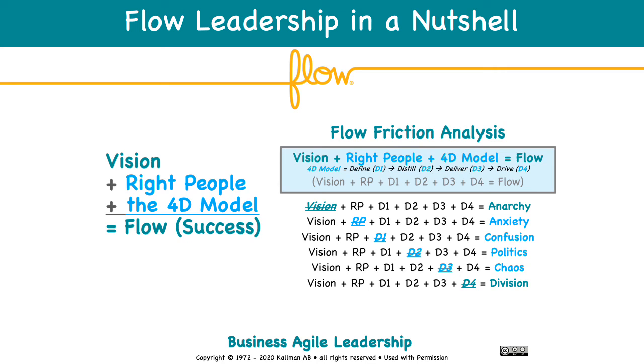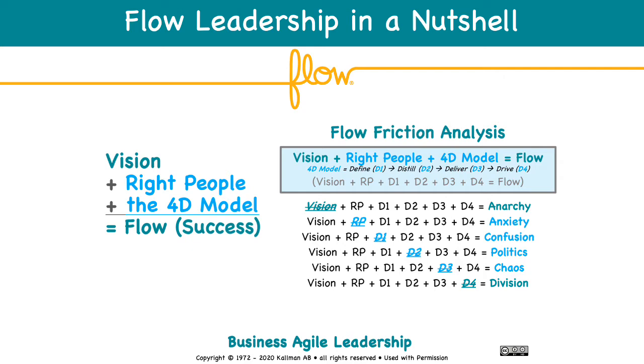And last but not least, in Flow Leadership in a Nutshell, and this is used often by the teams, the flow friction analysis. If we're seeing anarchy on a team or project, man, they probably have the wrong vision. If we're seeing anxiety in the team, or that the team members are anxious, that probably means that there's at least one person who's not the right fit for the team, and we need to figure out who that is. If there's confusion, most likely it's because they didn't do their definitions.